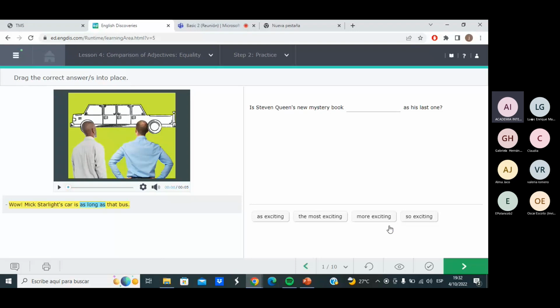And we are going to start with these examples. This is Stephen Quinn's new mystery book. And we have to read the options that we have. As exciting, the most exciting, more exciting, or so exciting. Pero también leamos el final para que tengamos el contexto. Is Stephen Quinn's new mystery book as his last one?